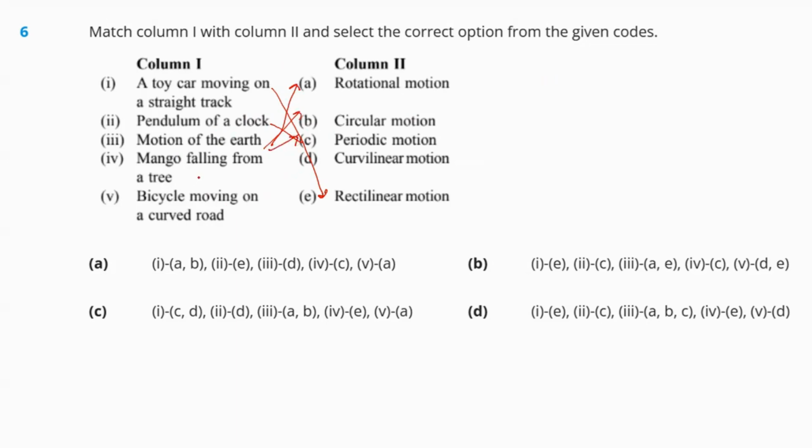Right? Mango falling from the tree, mango would be falling in a rectilinear motion. Bicycle moving on the curved road, it would be curvilinear. Our answer would be option number D here.